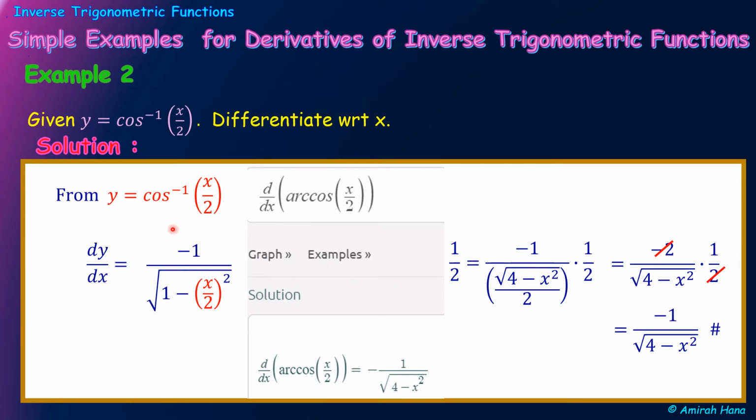And we can check the answer using symbolab.com. To differentiate inverse cos x over 2, we can use the command d over dx, and then inverse cos means arccos, and then x over 2 in brackets. After we press enter, we get the final answer equals negative 1 over square root of 4 minus x squared. This is the final answer when we solve manually, and this is the final answer when we solve using symbolab.com.